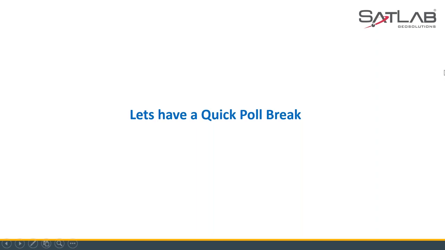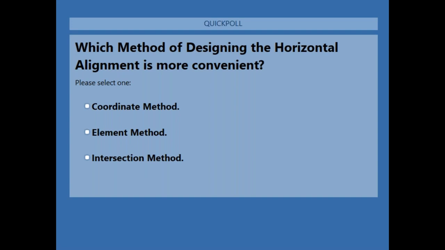Which method of designing the horizontal alignment is more convenient? What do you feel is more convenient? Is it convenient to go for the coordinate method? Is it more convenient to go for the element method, or is it more convenient to go for the intersection method? I repeat again. The question is, which method of designing the horizontal alignment is more convenient, or do you think it's easier? Is it the coordinate method? Is it the element method? Or is it the intersection method? I mean, these polls are for internal purposes. Maybe we can use them to improve our design or software.